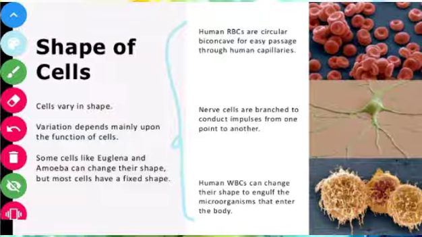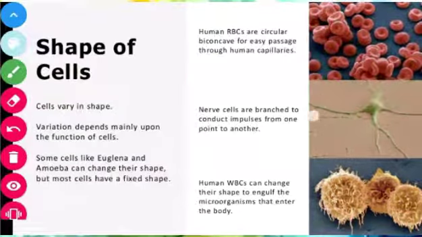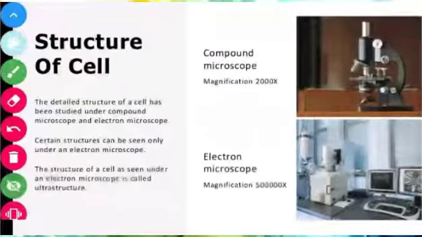Another thing, white blood cells are also called leukocytes. Why are they called leukocytes? Leuco means white in color, and cytes is nothing but cell. So white blood cell, white cell, leukocytes. Let us move on to the next slide, that is structure of cell. Let us learn about the structure of the cell.